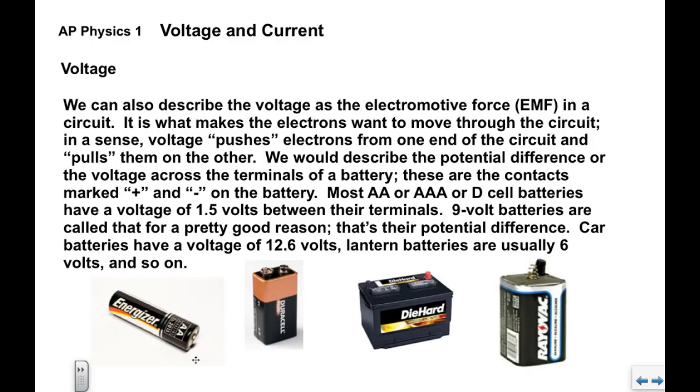Most AA or AAA batteries have a voltage of 1.5 volts between their terminals. This one here we're familiar with. It's a standard 9-volt battery. It's called that because the potential difference between the positive and the negative terminals is 9 volts. Here's a car battery, typically has a voltage of 12.6 volts. Here's a lantern battery, usually has 6 volts, and so on.